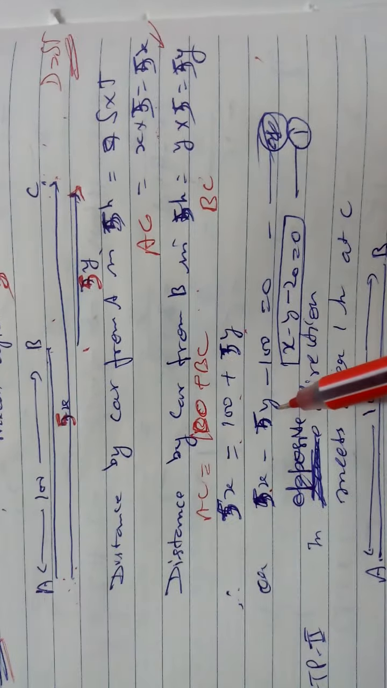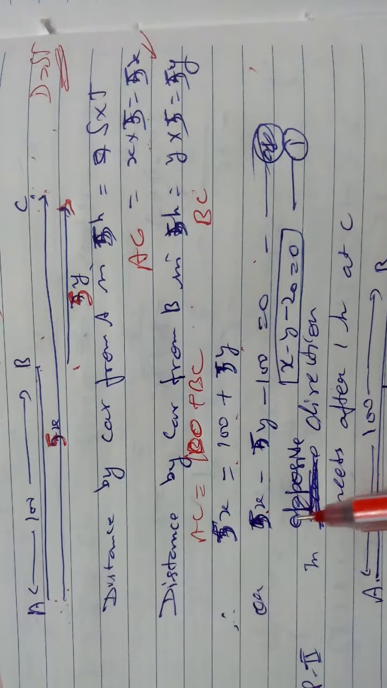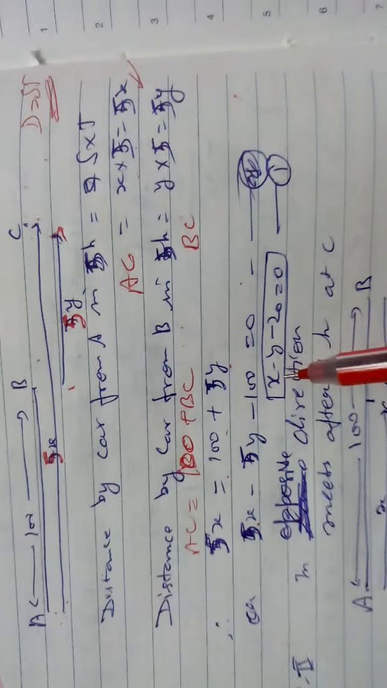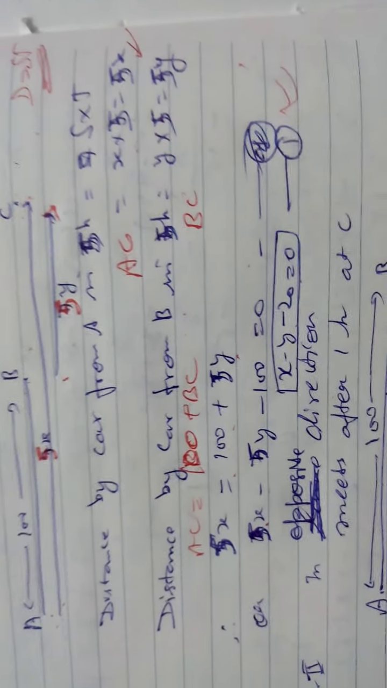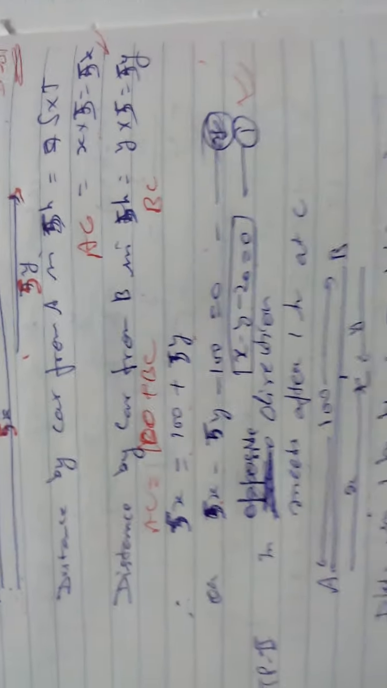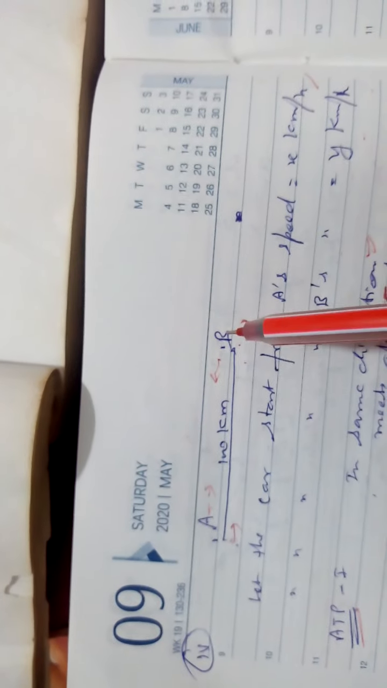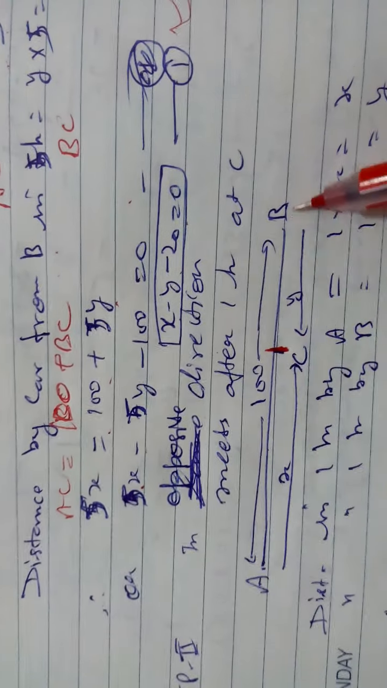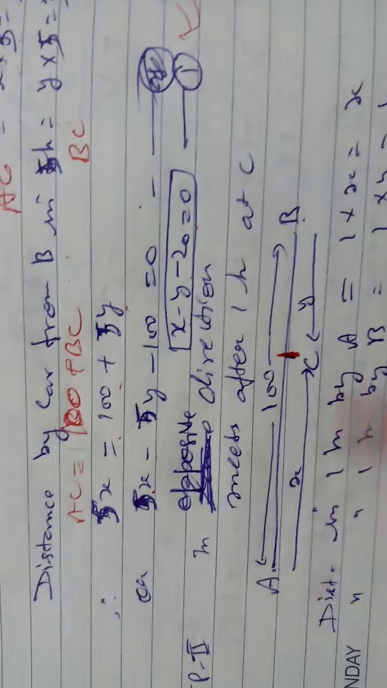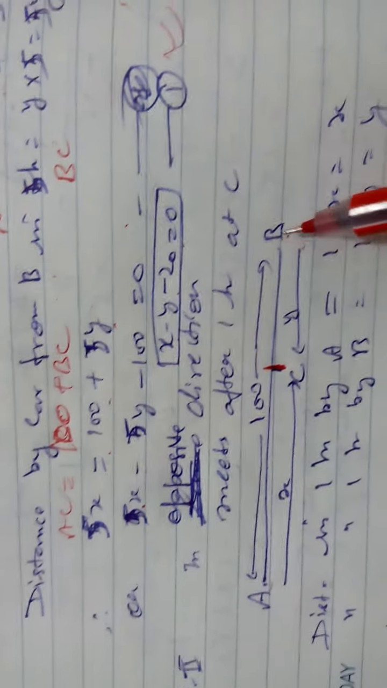So 5x minus 5y minus 100 is 0. 5 is common, so x minus y minus 20 is 0. It is equation number 1. The same thing is given for cars traveling in the opposite direction, towards each other. A is going to B and B is going towards A. So what will the figure be? C will be here in the middle of AB. A starts from here to this side, B starts from here to this side.